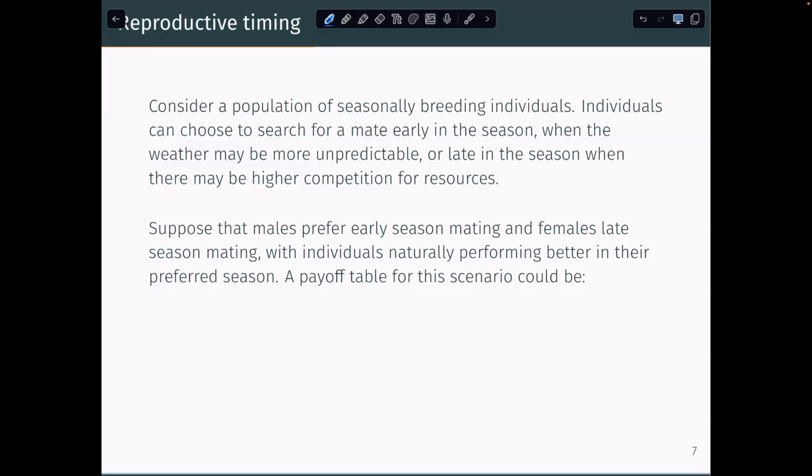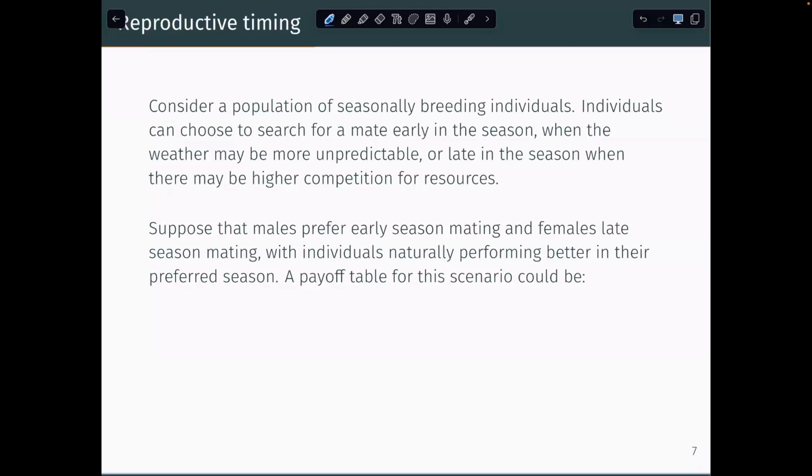And so we might assume that if males are able to mate earlier in the season, they tend to have more mating opportunities. Maybe they have a higher payoff, and so it's preferable for them. And likewise, females, because they've been able to wait and choose, if they mate in the late season, then they can exercise that choice more judiciously, and therefore they have a higher payoff.